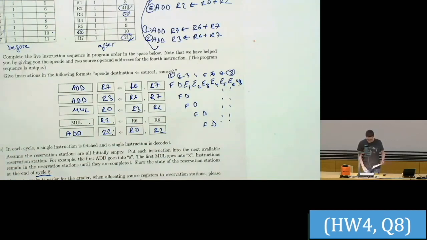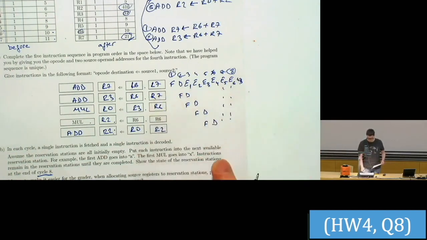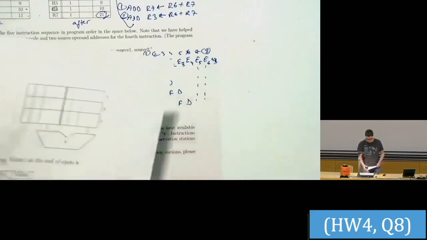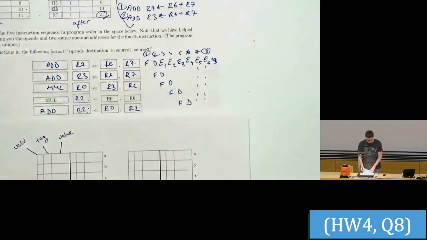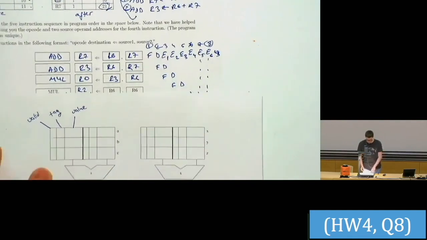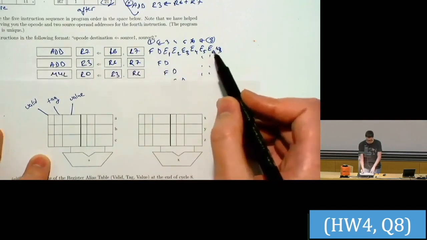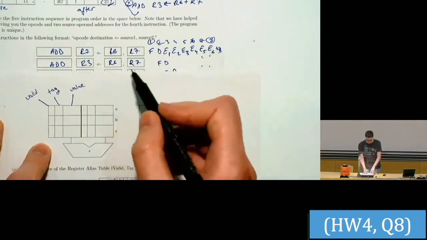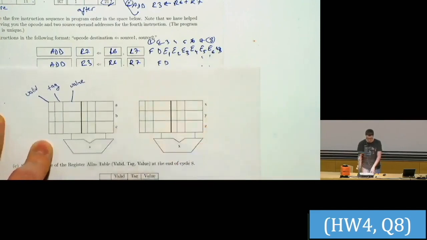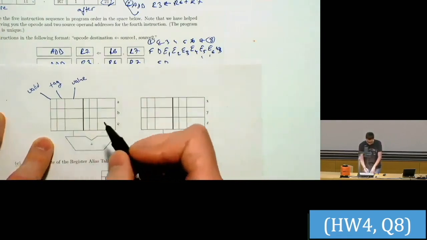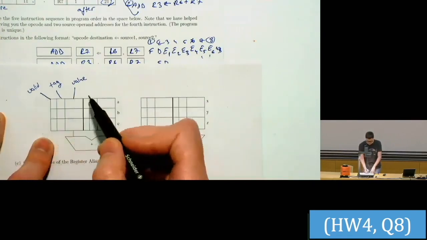So I'll do it quickly, but if you basically follow the scheme here, you can fill the reservation stations and register alias table one by one. So for the add instruction, we know that at the end of cycle 8, we will just have the information recorded in the register alias table and the reservation station and nothing else, right? So let's fill this part first. So here we had the valid, tag, and value fields, right?